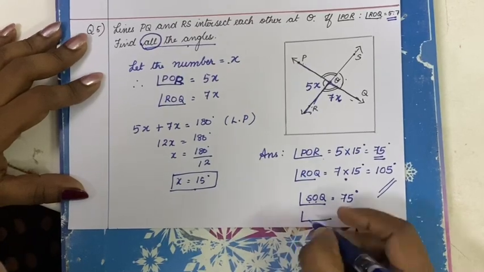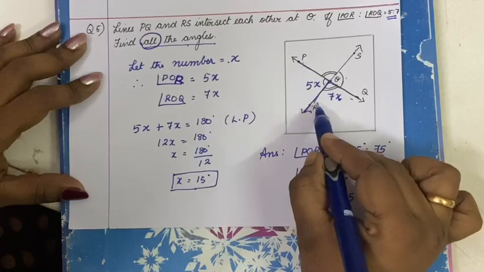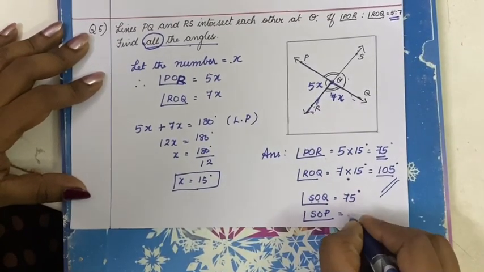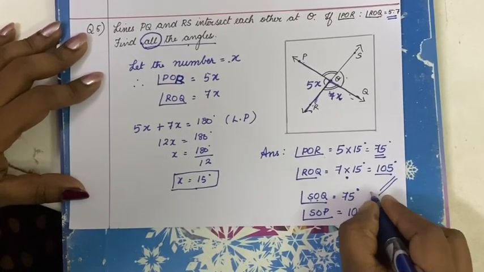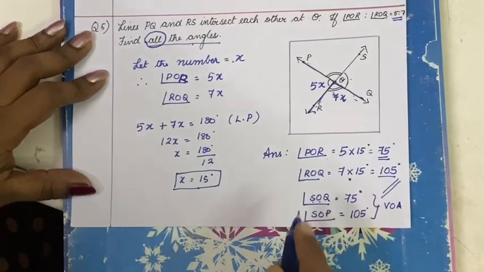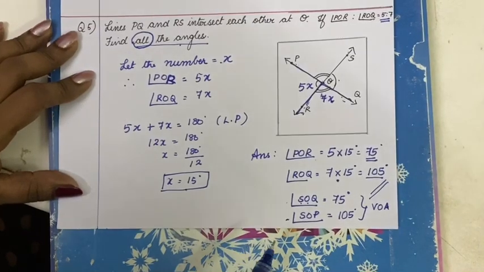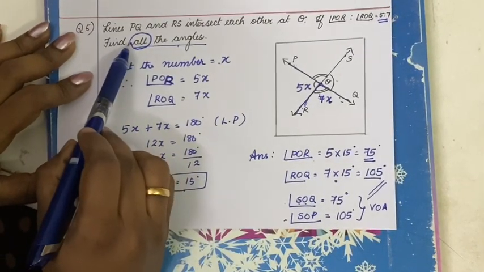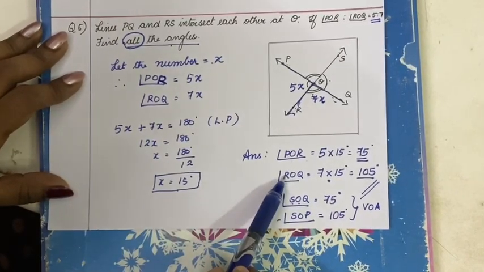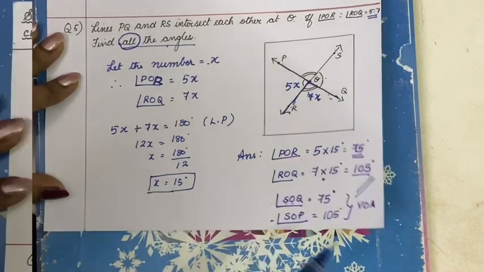Similarly, angle SOP is equal to how much? Yes, the vertically opposite angle of this measure. What is this measure? 105 degrees. So, 105 degrees. So, here we can write the condition because they are vertically opposite angles. Suppose if you miss these two angles, you might not get the full marks, because according to our question, they are asking to find the measures of all the angles. If we stop here, it is only two angles we found. So, we must find all the four angles.